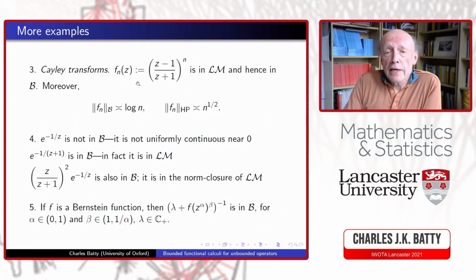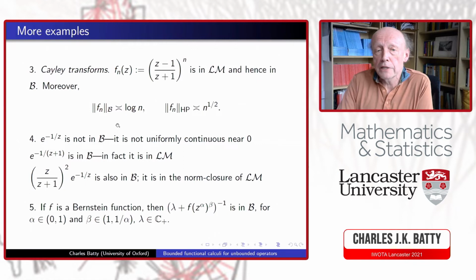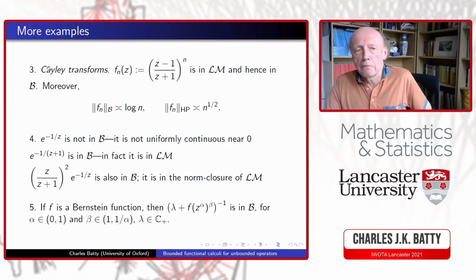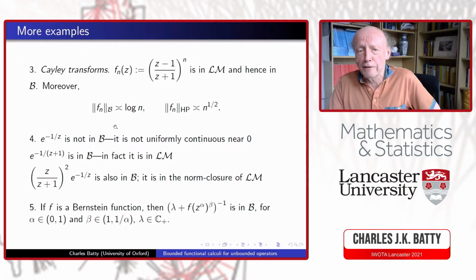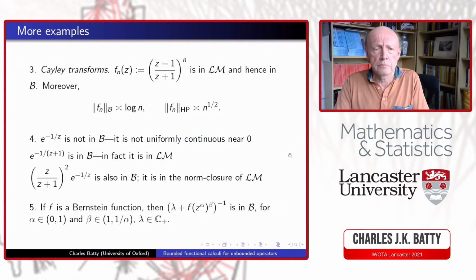Let's go back to Cayley transforms and look at the function fn of z as before. Remember that the Hilbert-Phillips norms of fn grow like n to the half. It's not tremendously difficult to work out that the B norms of fn grow like log n. So this makes the Cayley transform question more interesting, because we're going to find lots of semigroups where this grows at most like log n.